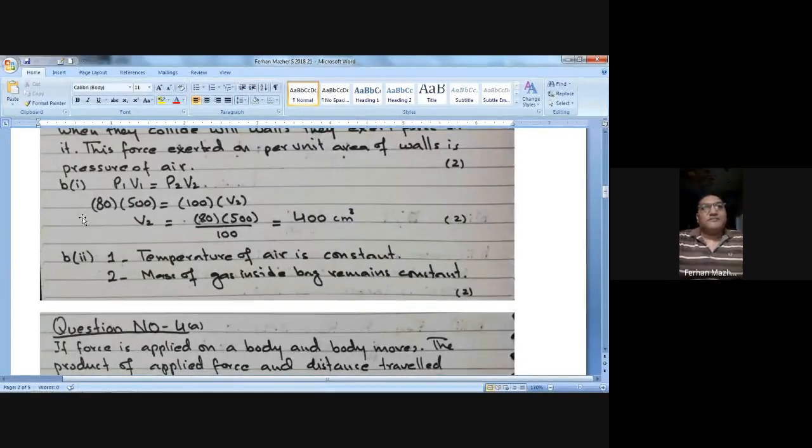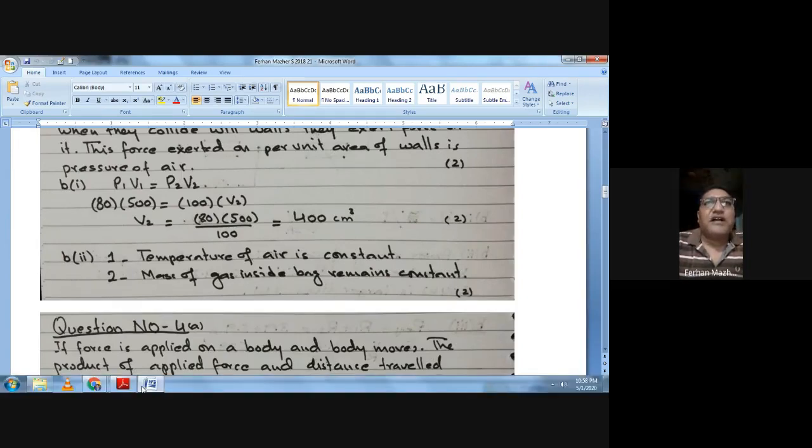You can see P1 V1 equals P2 V2. 80 into 500 is equal to 100 into V2. V2 is the question, so take this 100 to the other side, do the calculation. The answer will be 400 cubic centimeter. It's a 2 marks numerical, simple, straightforward, famous concept. I hope you have understood this numerical.